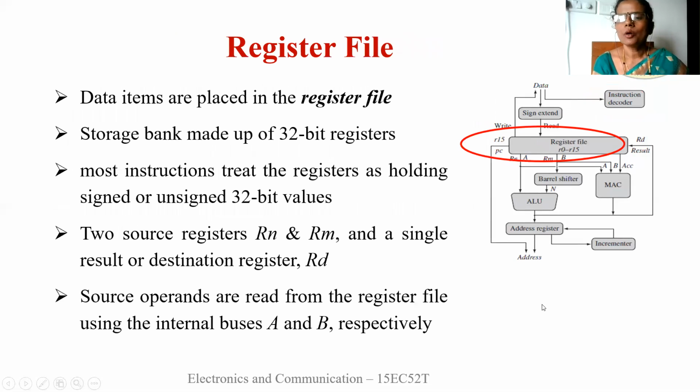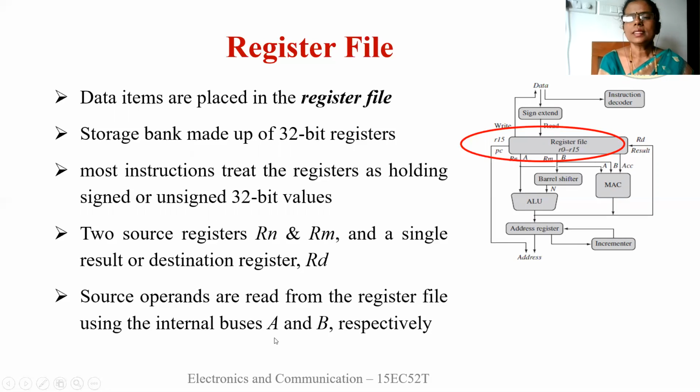Next block here I have marked as register file. The heading is register file. So in the register file here I have written R0 to R15. It means there are registers starting from R0, R1, R2, R3, R4 up to R15. Total 16 registers are available in a register file. Data is stored in the register file, and the instruction is decoded in the instruction decoder.